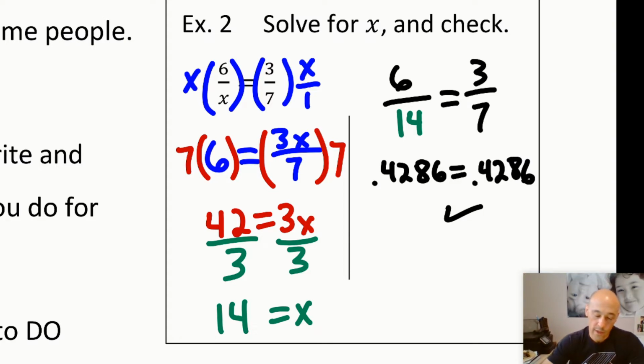So the other way that we could have seen that these two fractions are equal to each other is to notice that 6 and 14 are both divisible by 2. And so when I divide 6 by 2, I get 3. And when I divide 14 by 2, I get 7. And so that's another way to see that our solution is correct.